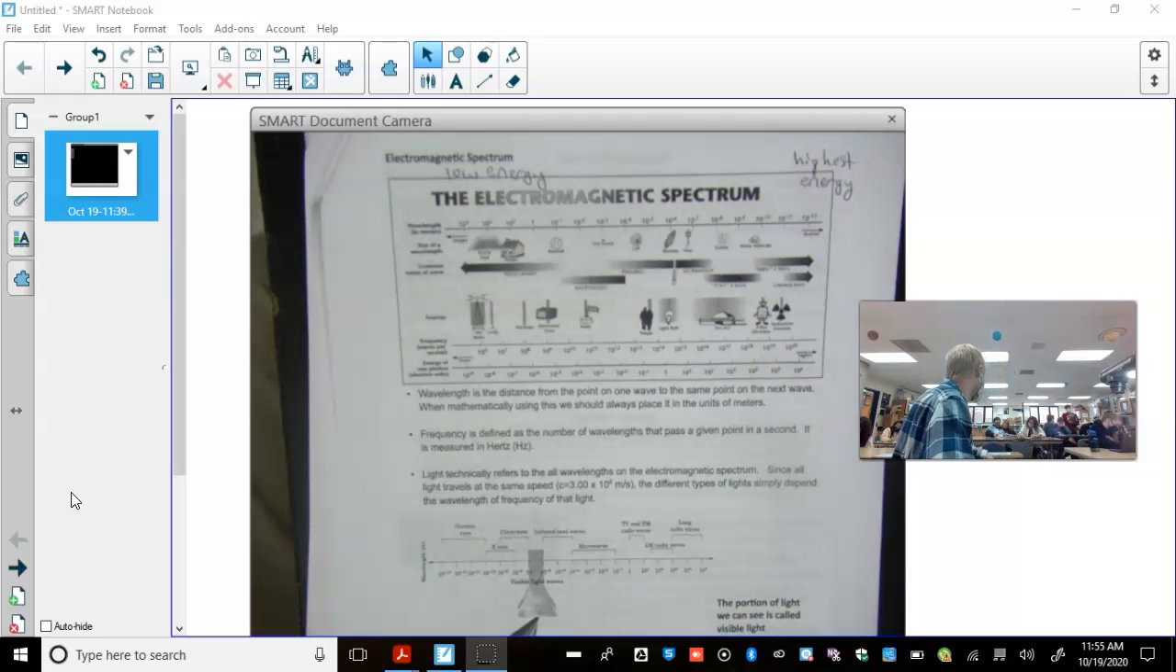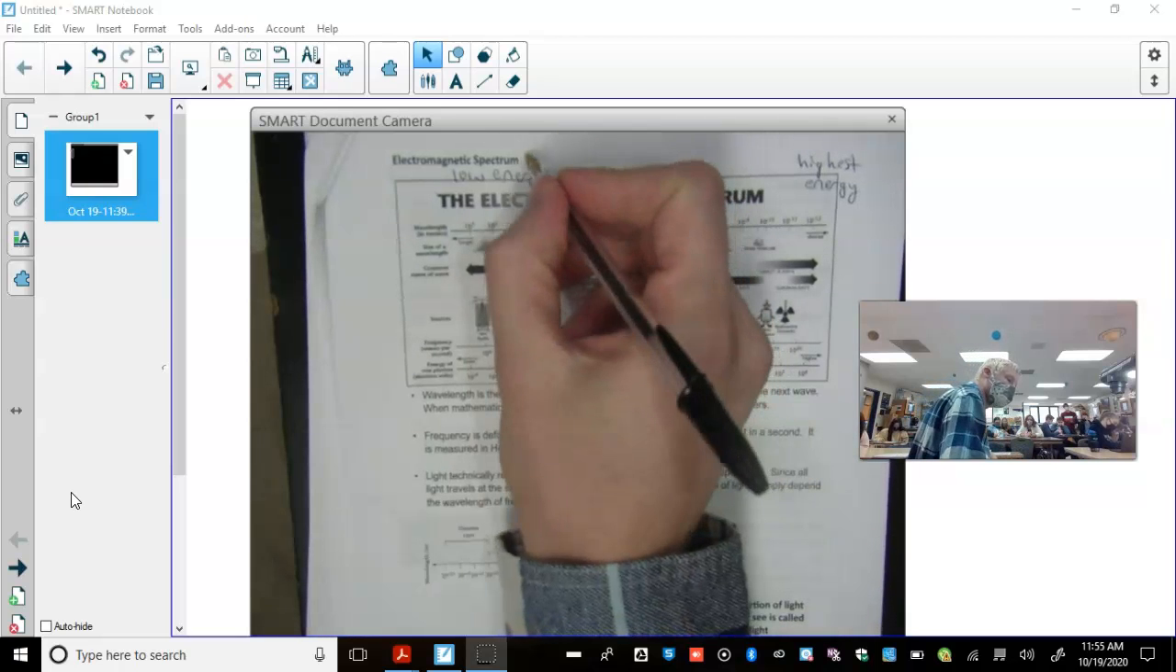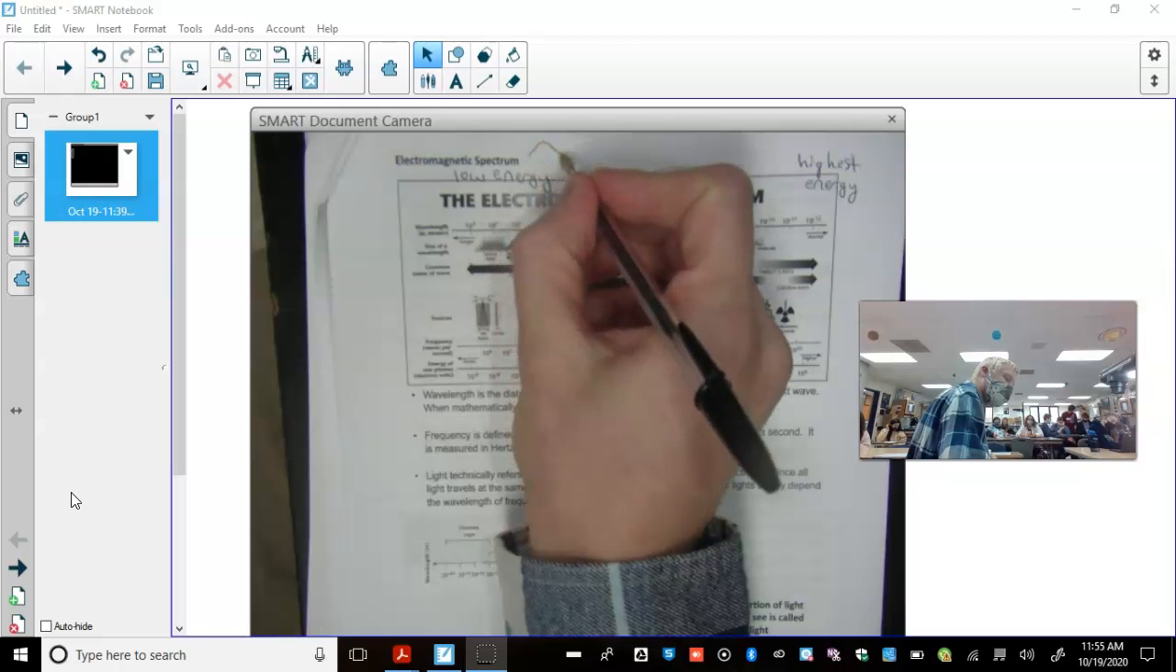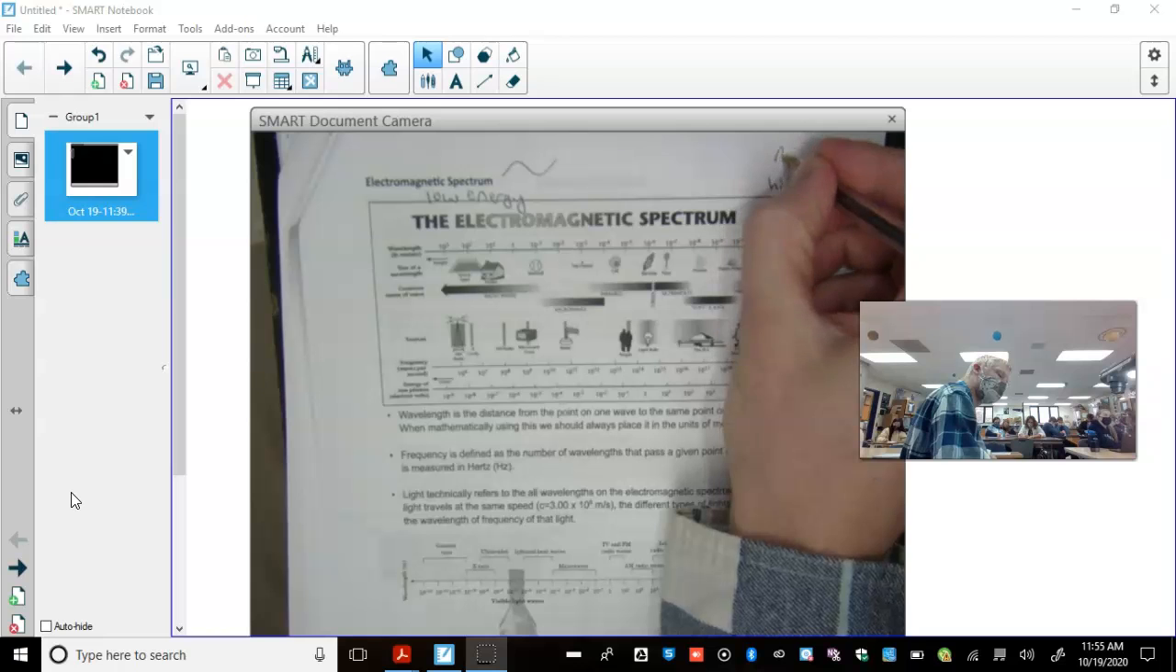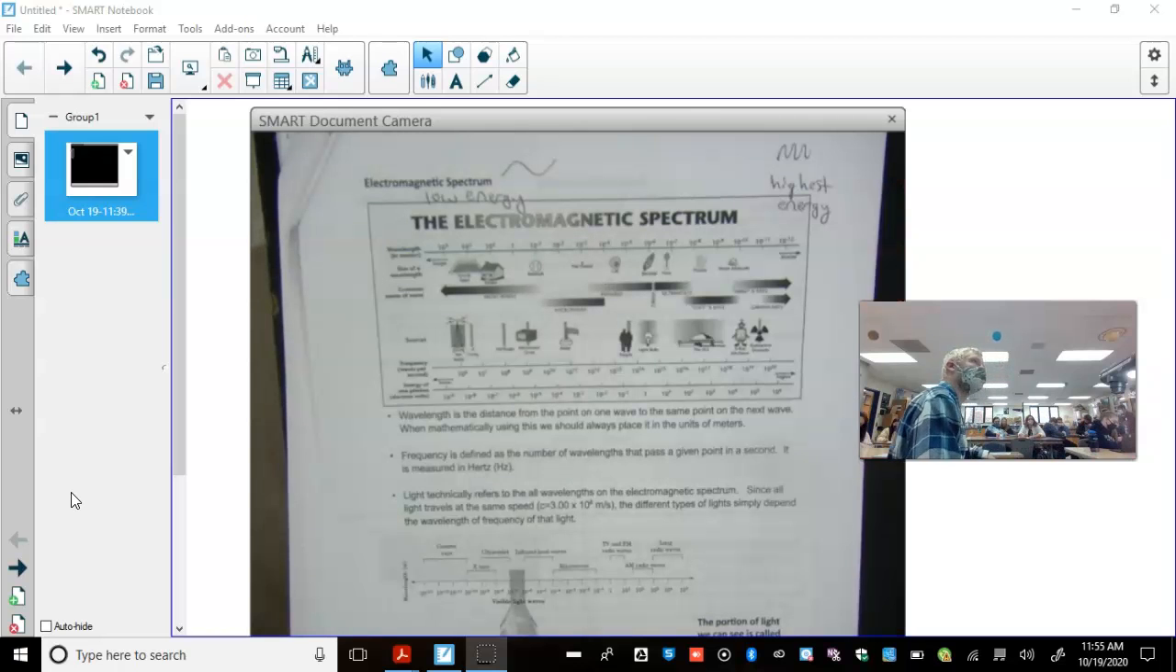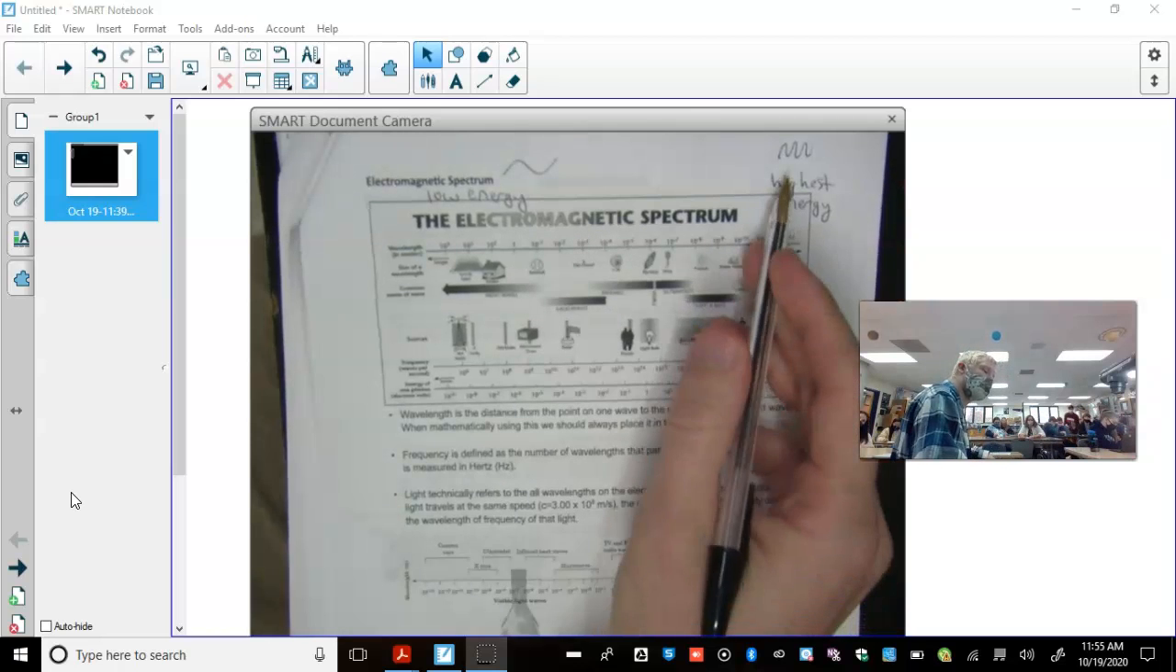What causes cancer? Low or high energy? High energy waves, you got it. The low energy waves are pretty safe. And if we're drawing a wave, there's a nice little radio wave. And there's a nice little gamma ray.